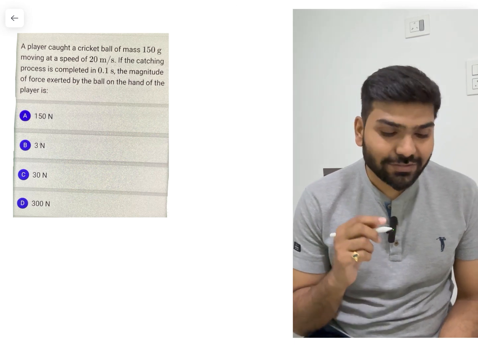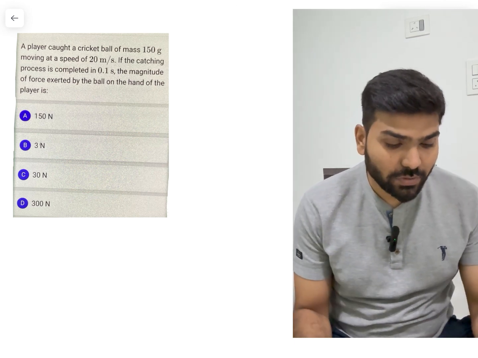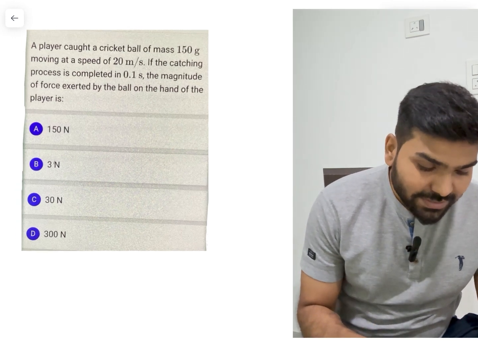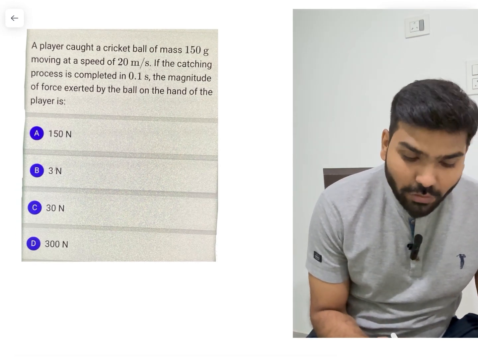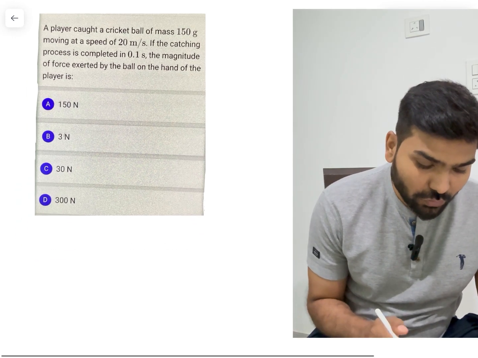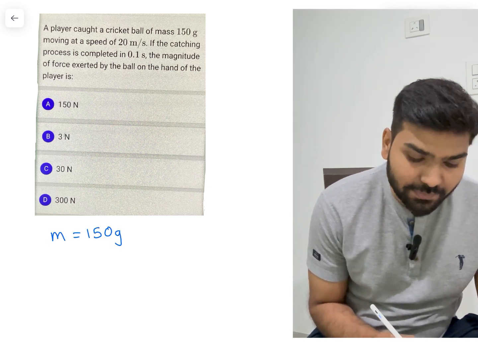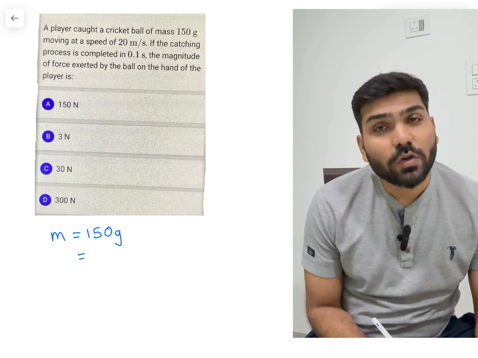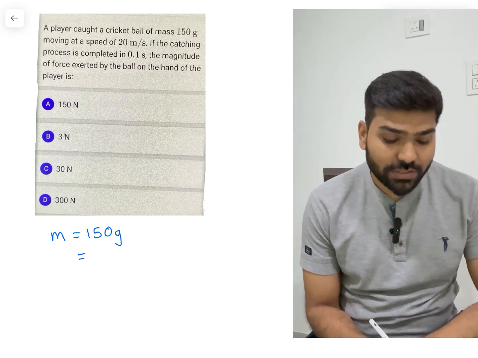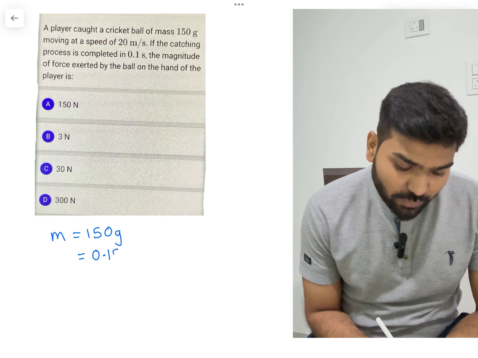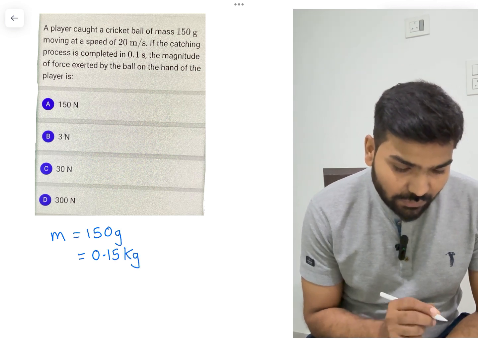Let us take the next question, which is the last one. Okay, let us take the fifth question. The question says a player caught a cricket ball of mass 150 grams. So the ball's mass is given as 150 grams. Obviously we have to convert it to SI units, like we have seen in previous questions. So we have to divide by 1000, so this becomes 0.15 kg.